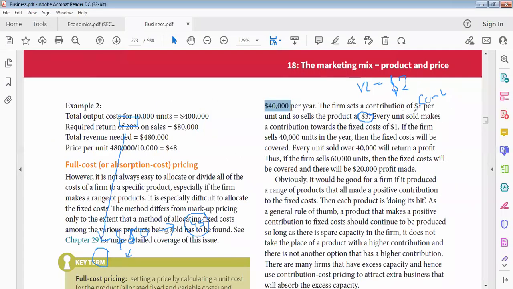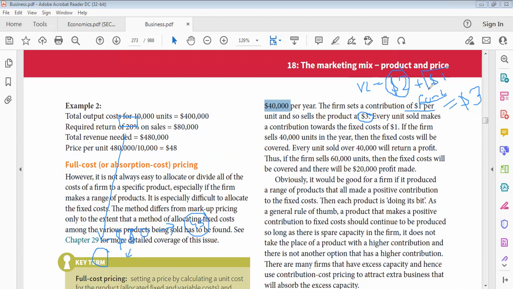So here the owner decided that he wants $1 contribution. Your variable cost is $2, and with that you want a contribution of $1. So what is your selling price? Very simple: $3. Out of that, $2 is going to the variable cost. It is being paid to the laborers or to the raw materials suppliers.